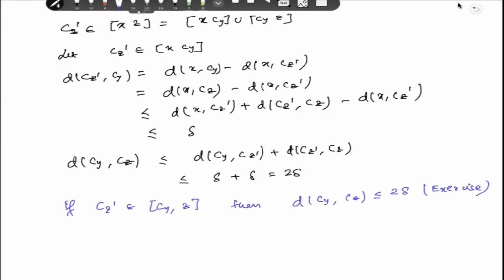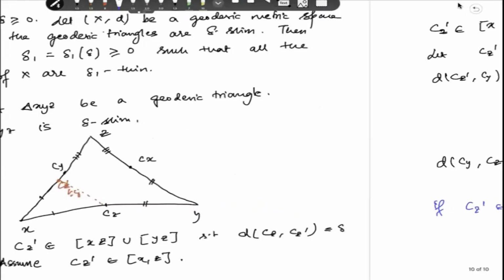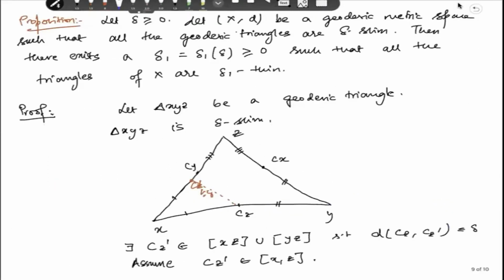Okay, so what we have proved is that if Cz' lies on the side xz, then the distance between Cy and Cz is less than or equal to twice delta. And similarly, if Cz' lies on the geodesic joining y and z, you can prove that the distance between Cz and Cx is less than or equal to twice delta.